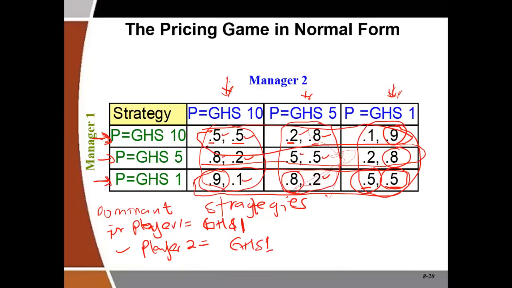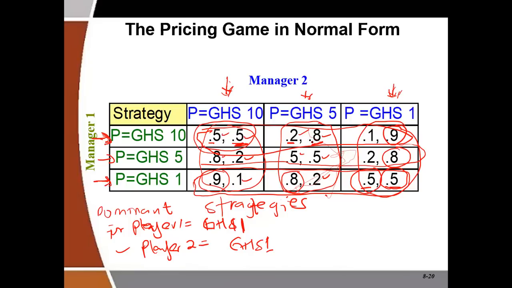Let's examine this situation. Let's assume that they play 10 cedis, 10 cedis. So they are here, okay? Now, holding player 1 at 10 cedis, if player 2 moves to 5 cedis, player 2 will increase his payoff from 0.5 to 0.8, okay? So here, it is not a Nash. Remember, Nash equilibrium says that you will not increase your payoff if you move alone. But here, given that player 2 moves alone, he will increase his payoff.